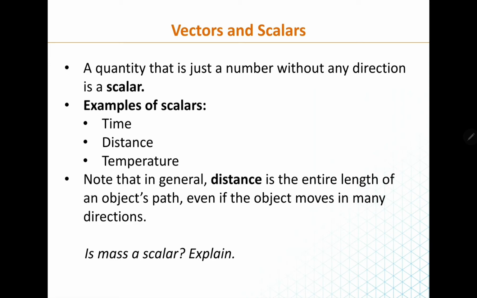What does that mean? That means if we have a quantity in physics without direction, we call it a scalar. For example, the time. If I ask you, what time is it now? Maybe you can say it's 3 o'clock. You cannot say it's 3 o'clock to the left, or to the right, or to the north, or to the south. It doesn't make any sense.